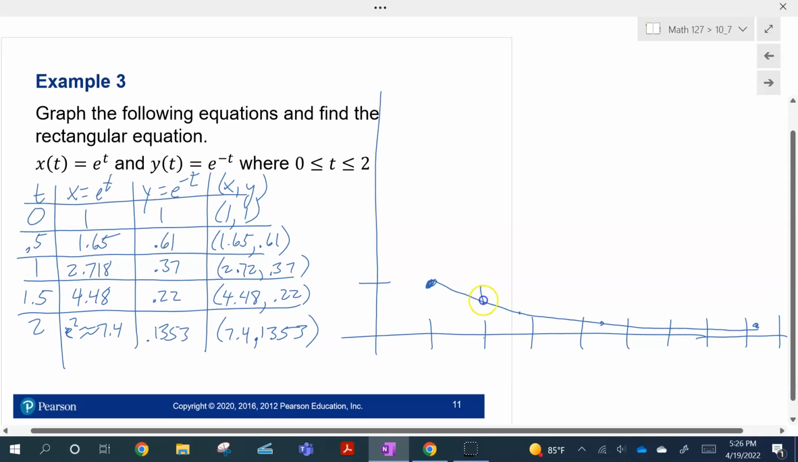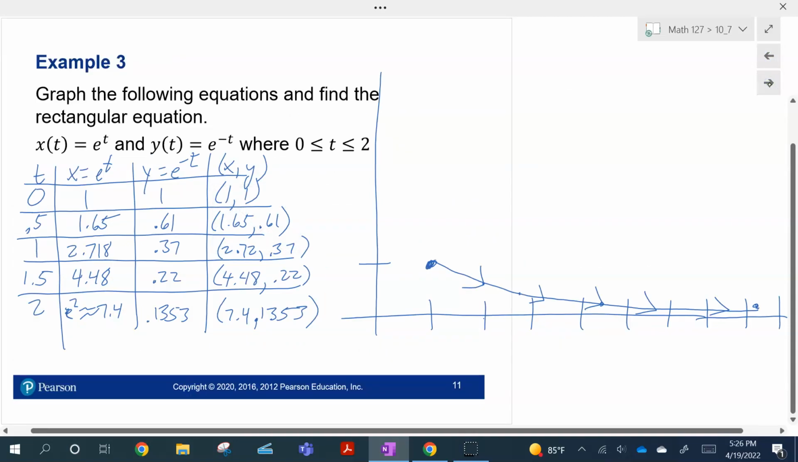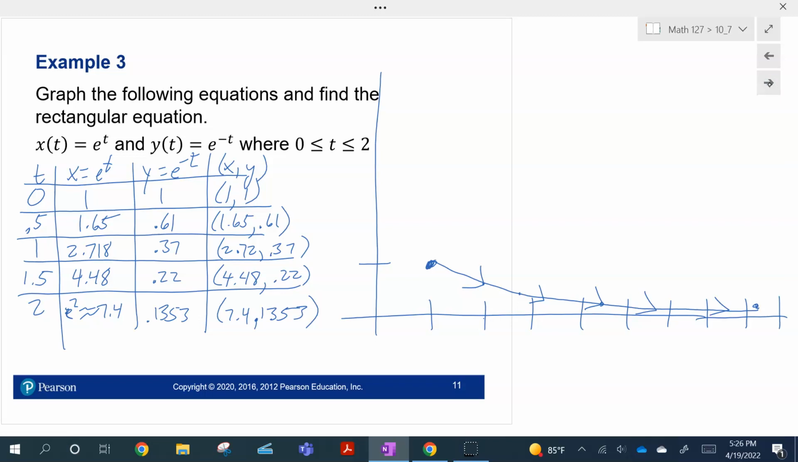And again, don't forget your arrows on this thing. There's my orientation. Oh shoot, I forgot to put my, oh, I did put my arrows on that. Alright, so make sure you've got your orientation, you've got your arrows going from that t value of 0 to t value of 2, right? So start to beginning there, plot those points.